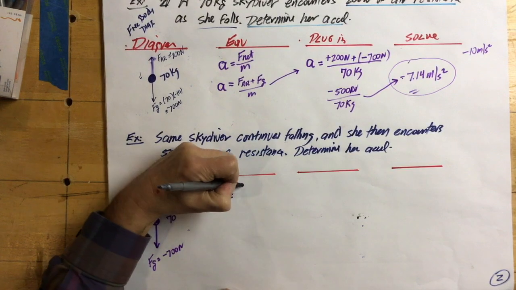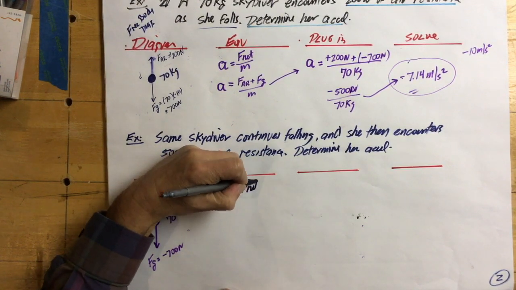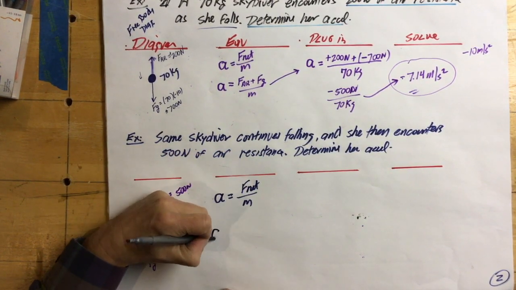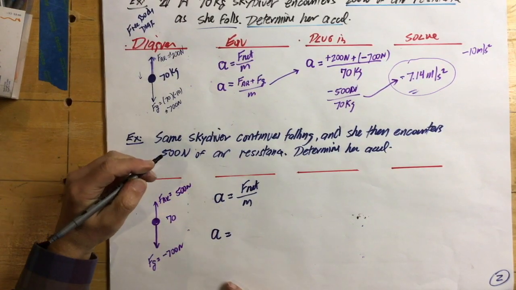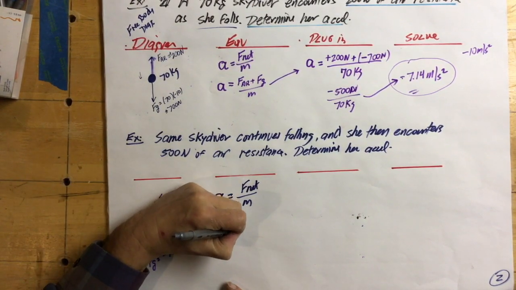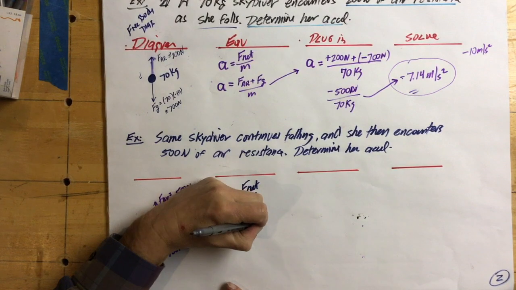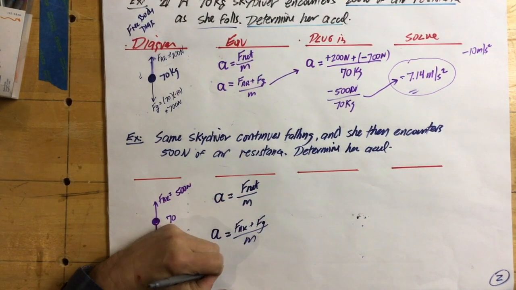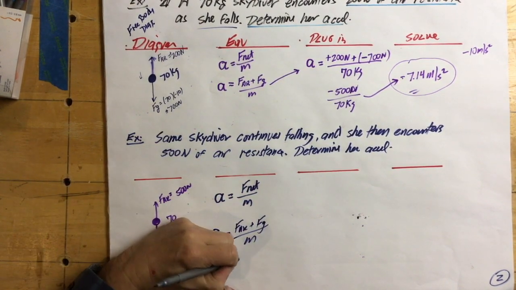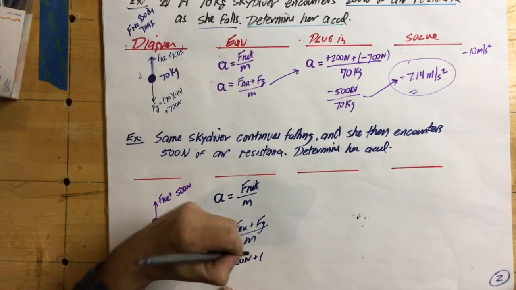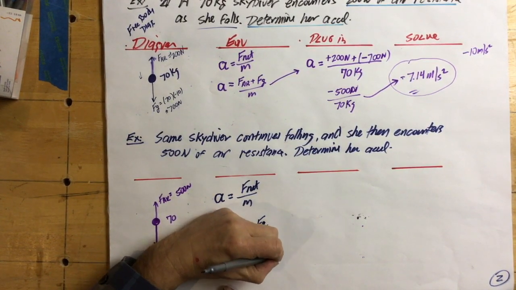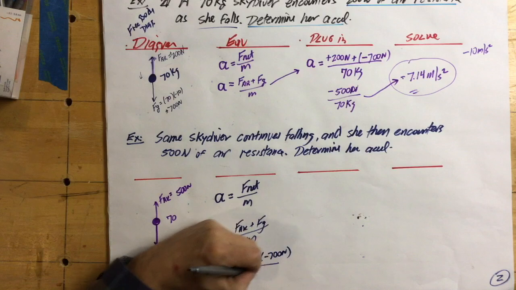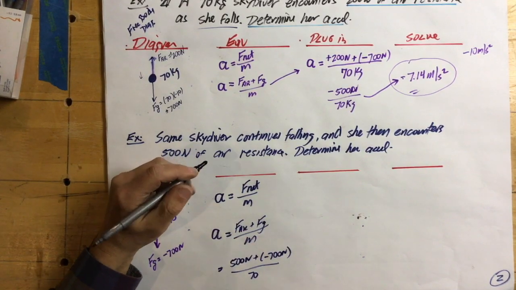Same layout again. What is the net force? Just substitute in. Again, I have the FAR plus FG, and the air resistance is 500 newtons added to a negative 700 newtons. So 500 up, 700 down, divided by 70.